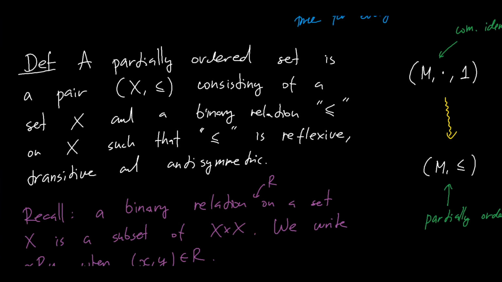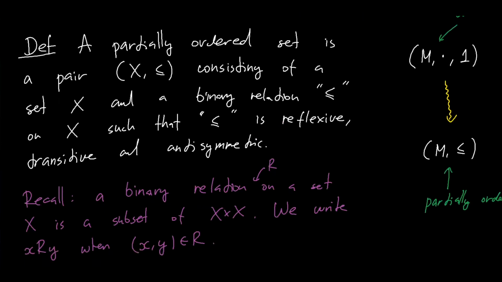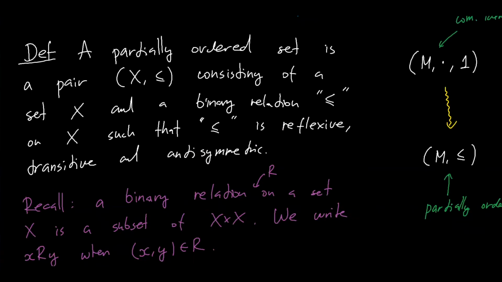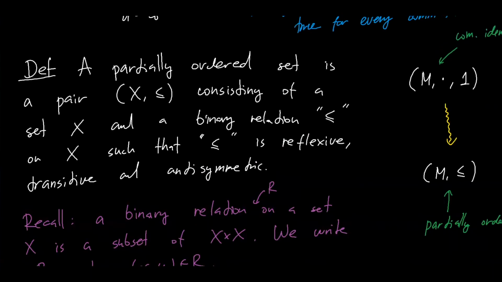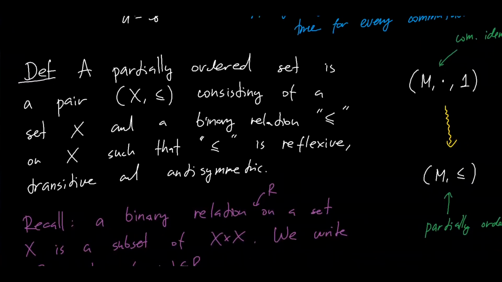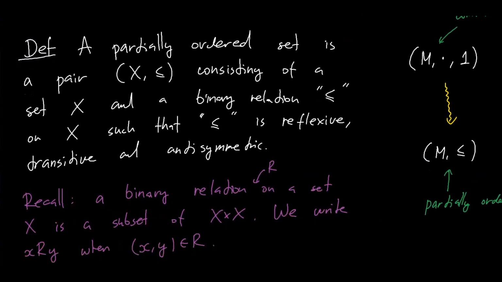It's something interesting that's happening here. So from one structure, we are creating another structure. Now, let us explore the idea of partially ordered set on its own first, a little bit, and then we're going to go back to this relationship between idempotent commutative monoid and partially ordered set.